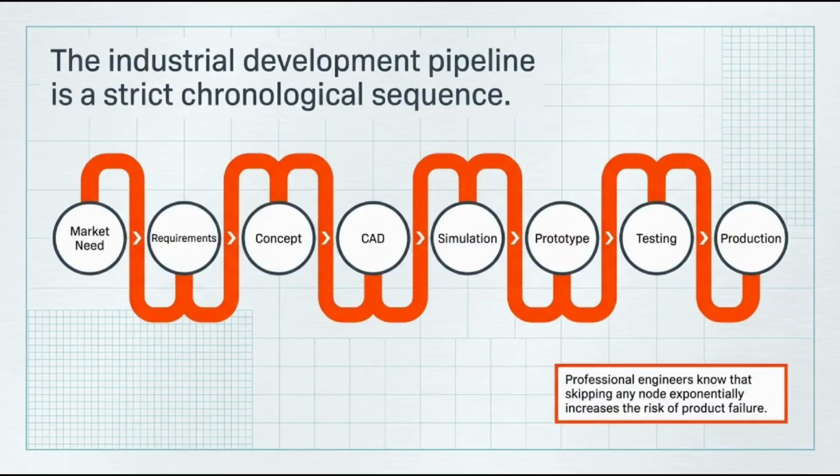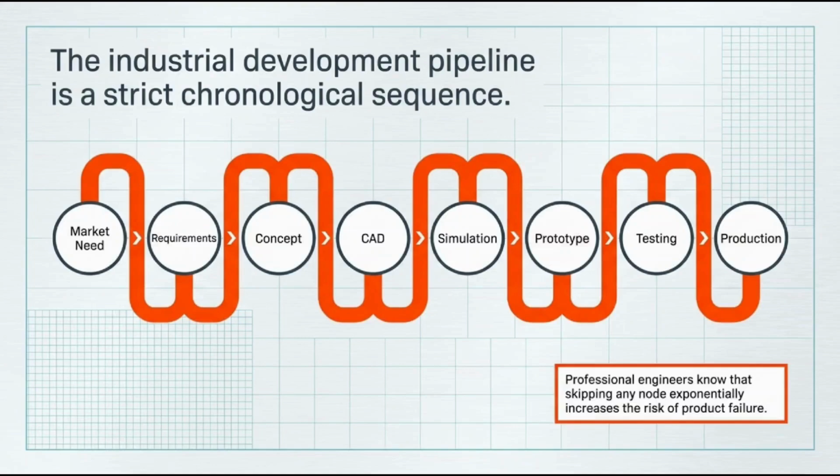The journey begins with a market need. Everything starts with a problem that needs solving. No market need means no reason to develop a product. Next comes requirements. This stage translates customer needs into measurable engineering targets.